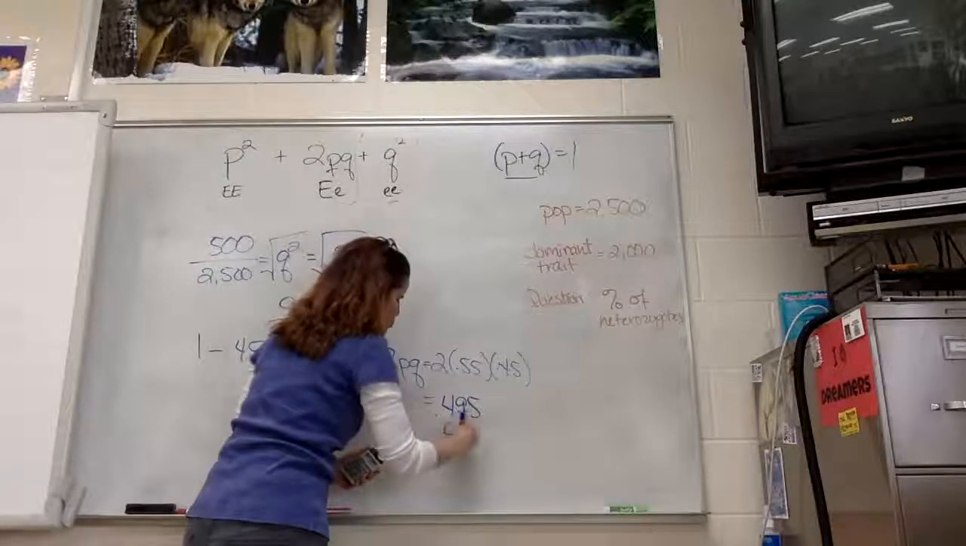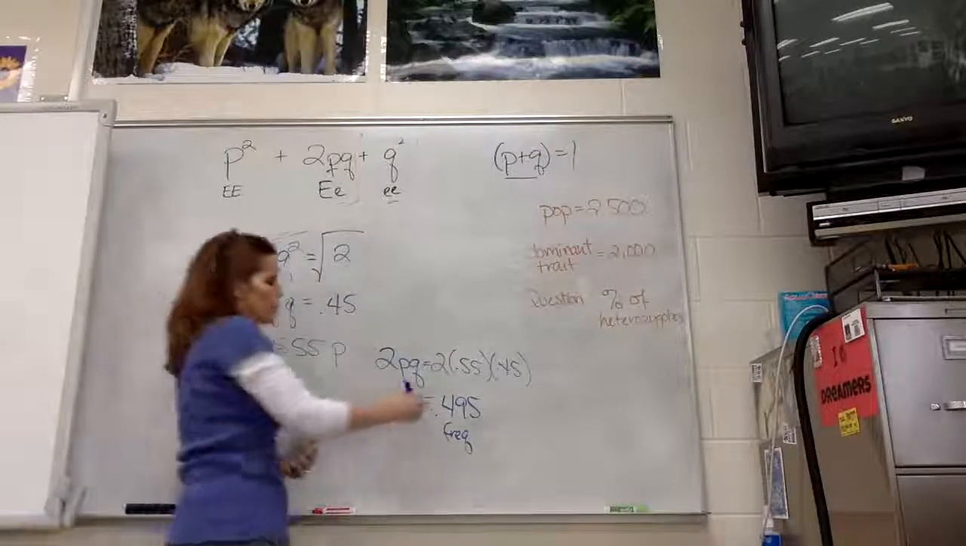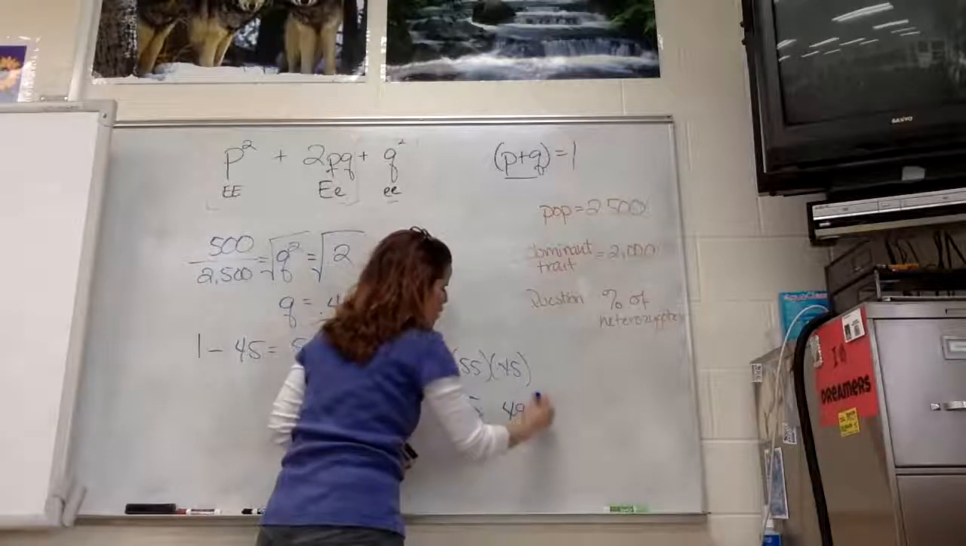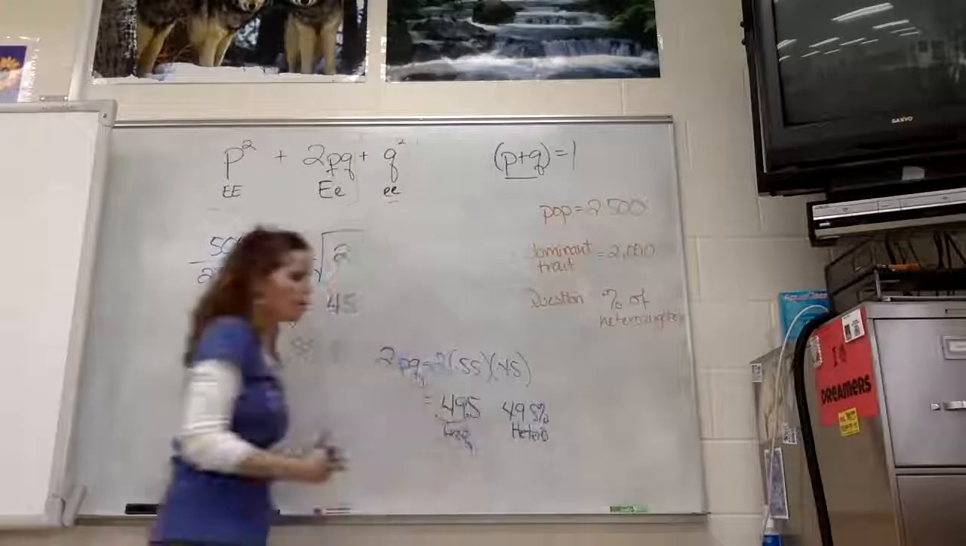This is the frequency. When it's left as a decimal, that's the frequency. You move it over by 2 decimals to get 49.5%, and that is the answer. We just answered that problem.